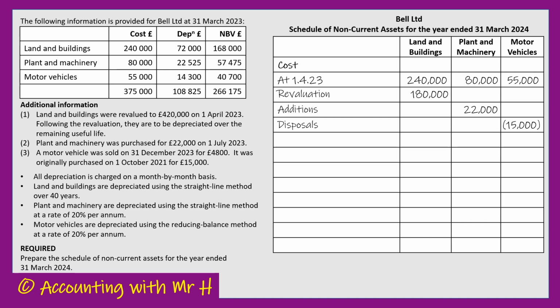So of that £55,000 that we started the year with of motor vehicles, the company's disposed of £15,000 worth of those motor vehicles. And then to finish off this section, I simply total up each column. And so I've got the date then at the end of this financial year, the 31st of March 24. The land and buildings should now be the new revalued figure, which it is, 420,000. The plant and machinery is increased because of the purchase, and the motor vehicles has decreased because of the disposal. And there's the first section done, the cost section.